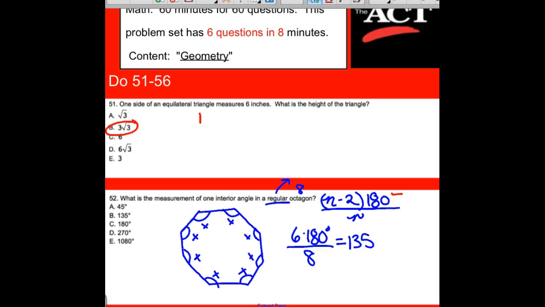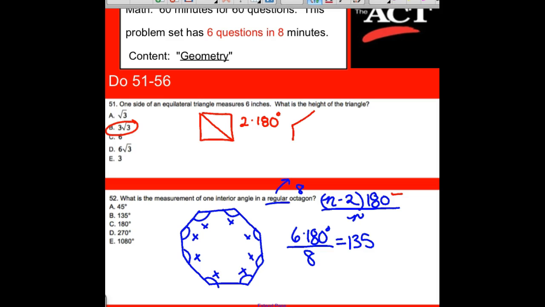I'm going to show you with a square. A regular quadrilateral has 4 sides. It can be divided into 2 triangles, and each triangle has a sum of 180 degrees. So there's 360 degrees in that square.